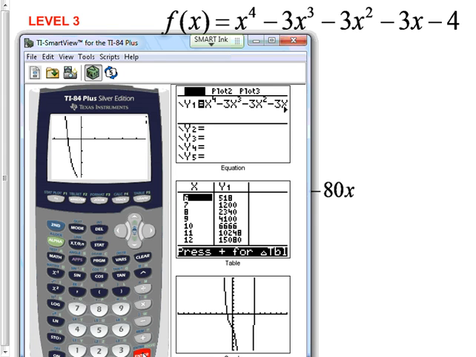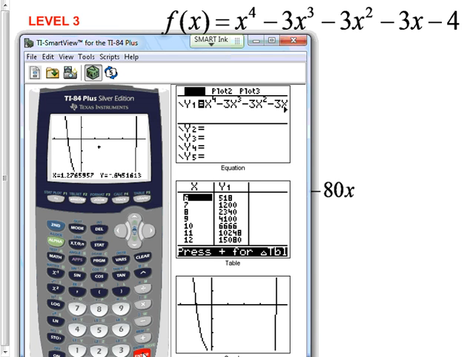Can you see it touches at -1? And can you see it touches at 4? All right, what does that mean? The cool thing is that -1 and 4 are both roots.